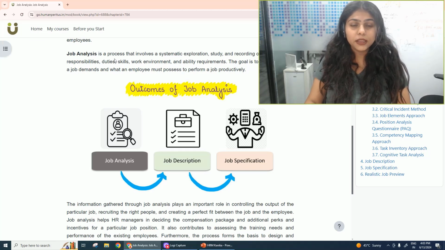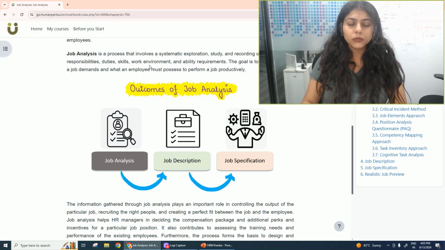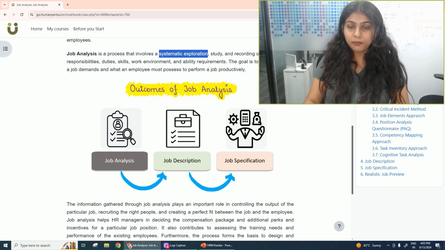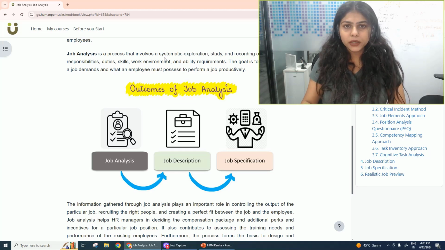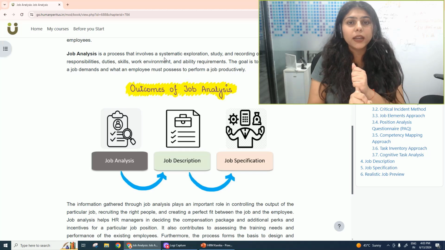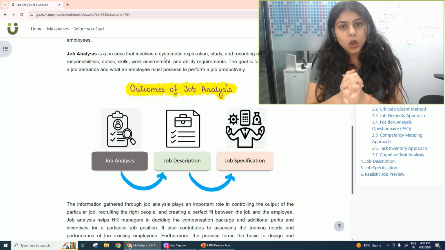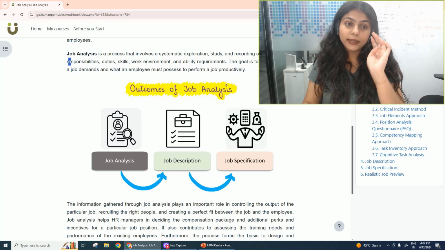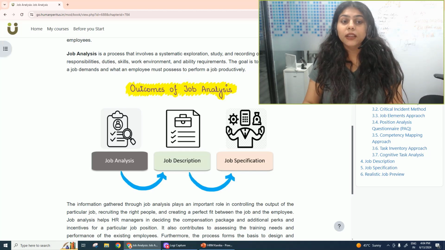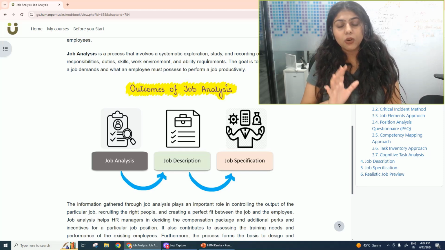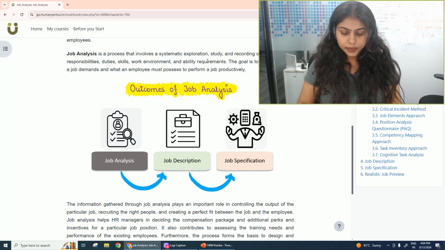Now, let's understand what analysis is. Here, analysis is a process that involves systematic exploration, study, and recording of specific jobs. Okay, what are we doing here? We are studying all of the responsibilities, duties, skills, work environment, and ability requirements of a job.